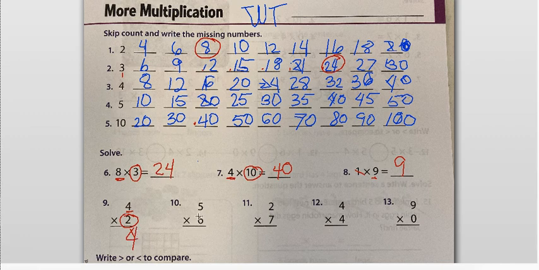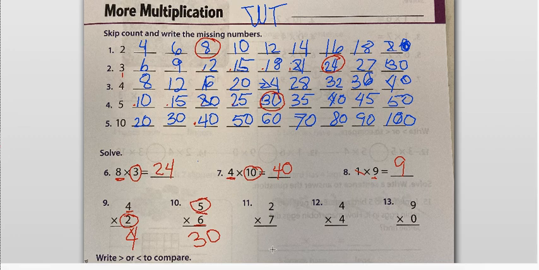Now here we have 5 sets of 6. Oh, we don't have 6 here. We don't have skip count by 6. So let's do the other way around. That means that we're going to skip count by 5s. You can do that too. And we're going to stop after 6. Okay, let's skip count by 5s. 1, 2, 3, 4, 5, 6. So the answer is 30. Okay, so let's write 30 here.